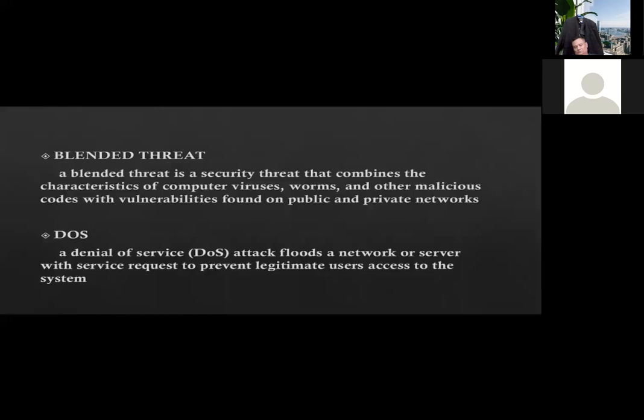DOS. A denial of service or DOS attack floods a network or server with service requests to prevent legitimate user access to the system.